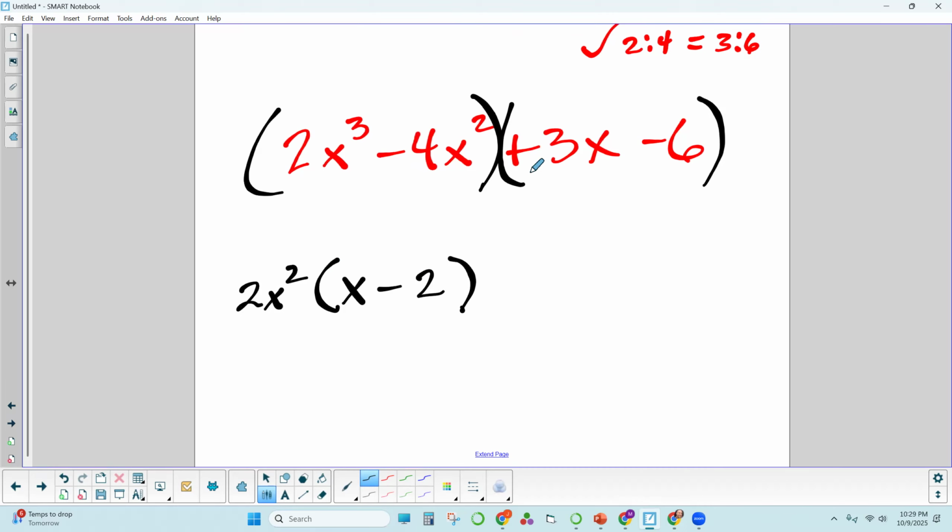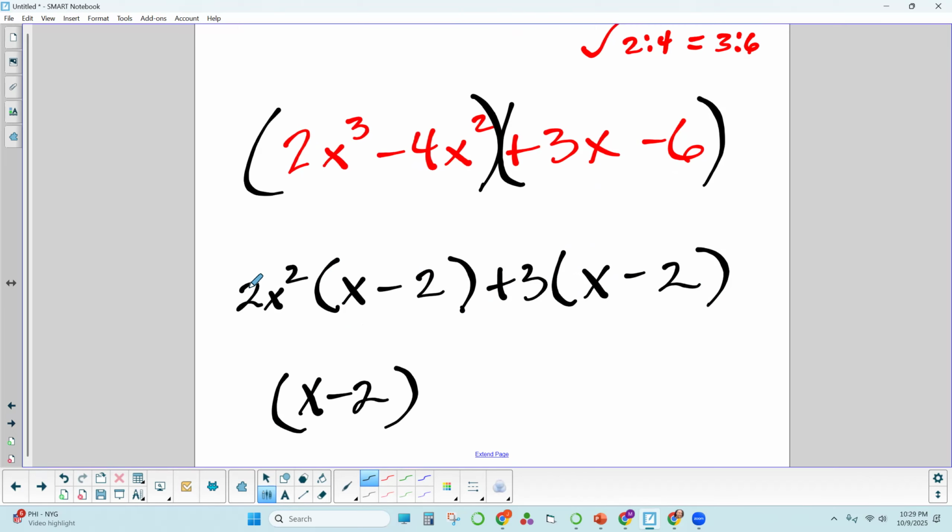Over here, I can pull out a 3. And like I said before, if you do the math correctly, each term should have a common factor. And as you can see, x minus 2 can be pulled out. And what I'm left with is 2x squared plus 3. Okay, this is the final factored form. I can't go any further with this, and I'm done.